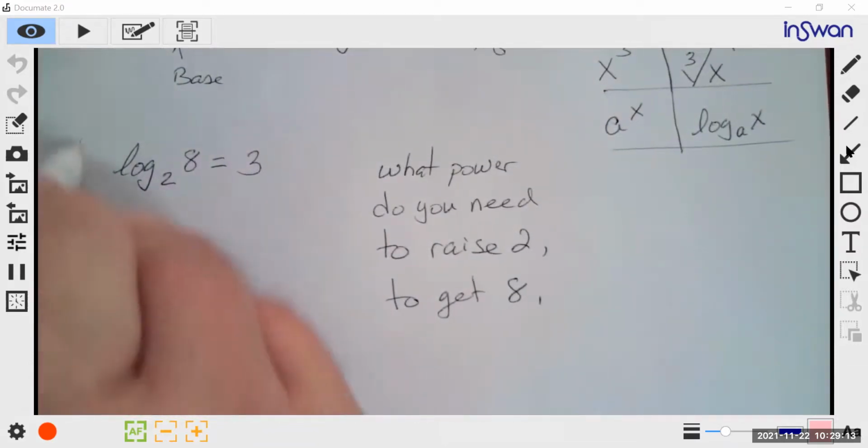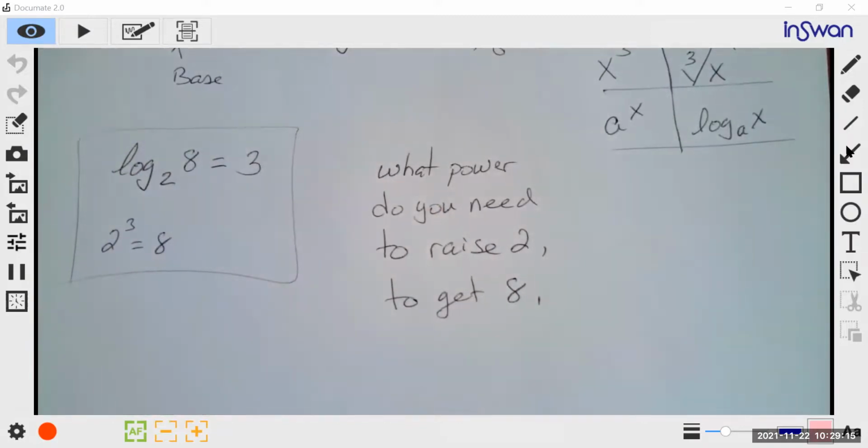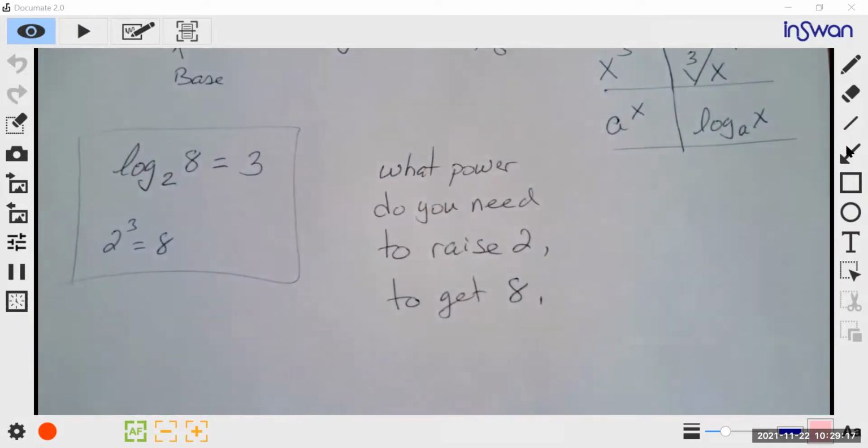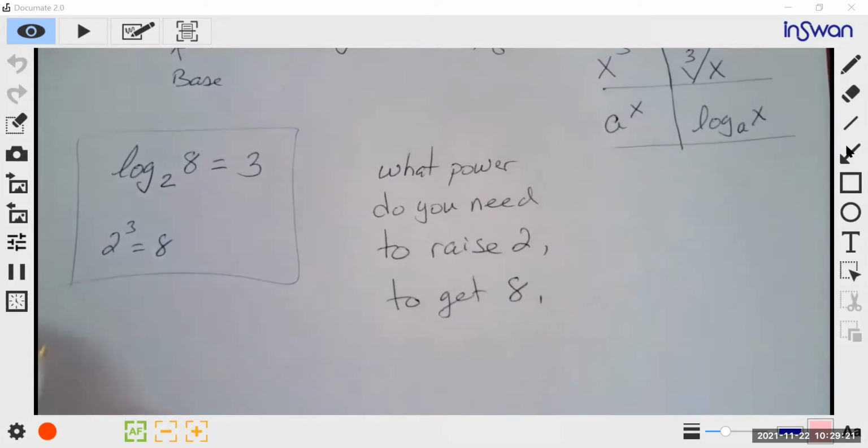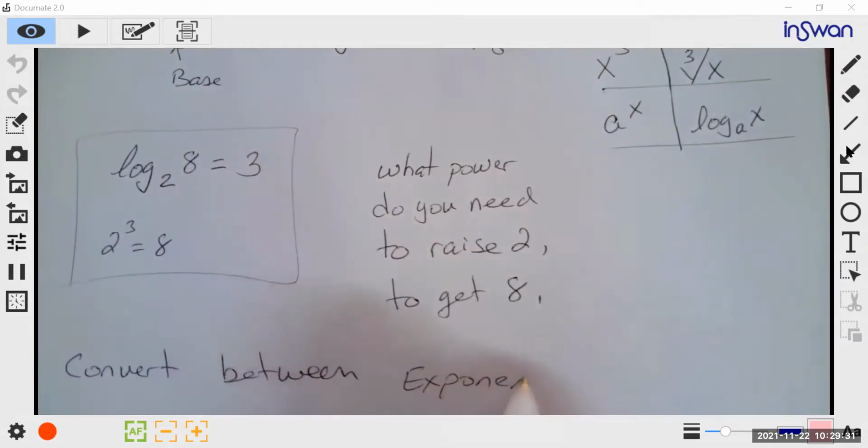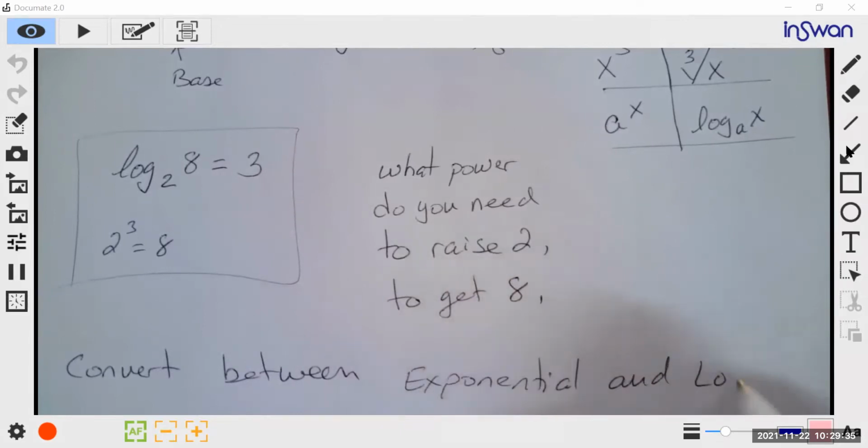The answer is 3, because 2 to the power of 3 is 8. And this is going to be very important in a second. The pattern is which is written. Okay. Convert between exponentials and logarithmic equations.